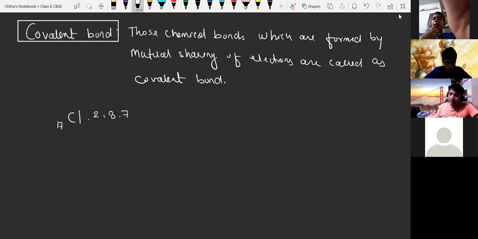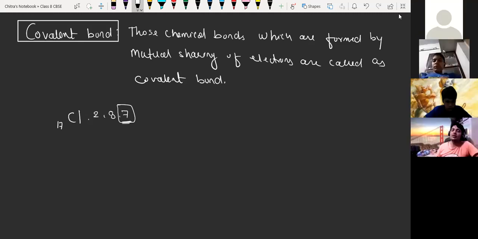See, according to the octet rule, chlorine must have 8 electrons in its outermost shell in order to become stable. But in case of chlorine, it has only 7 electrons. So chlorine is going to gain 1 electron or share 1 electron. It depends on which atom is going to combine with chlorine.